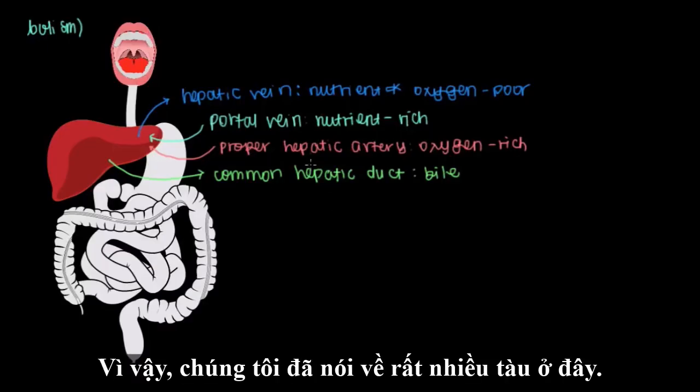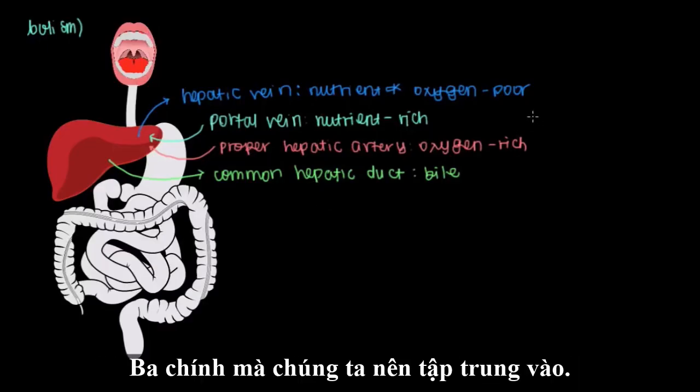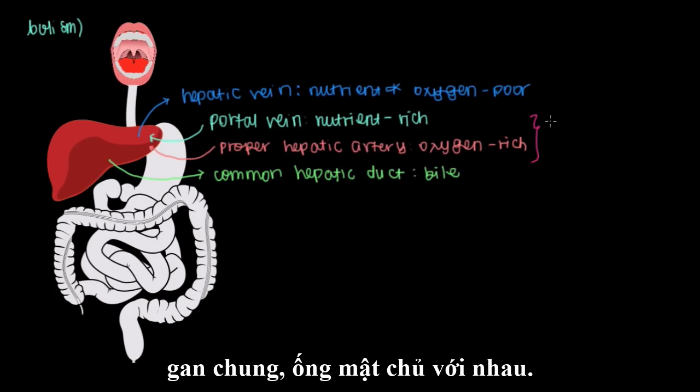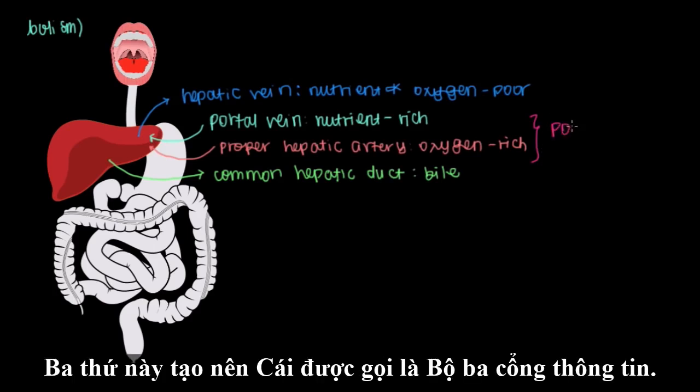So we've talked about a lot of vessels here. The main three that we should focus on are these guys right here: the portal vein, the hepatic artery, and the common hepatic bile duct. Together, these three make what's called the portal triad.